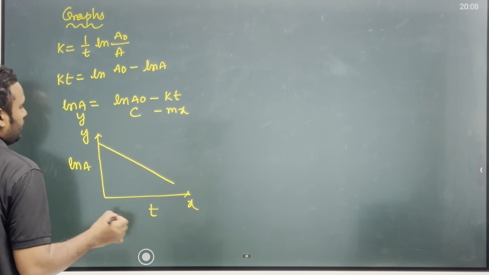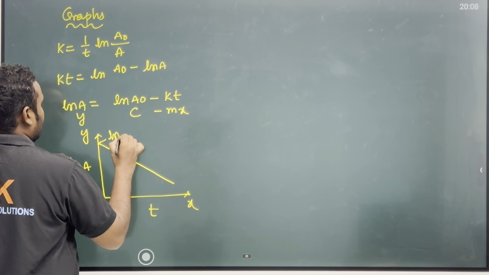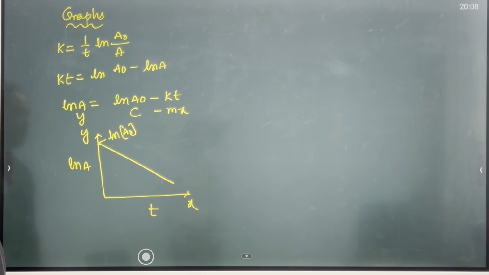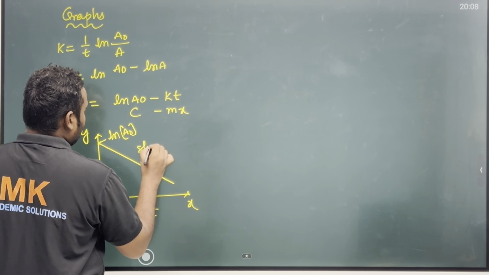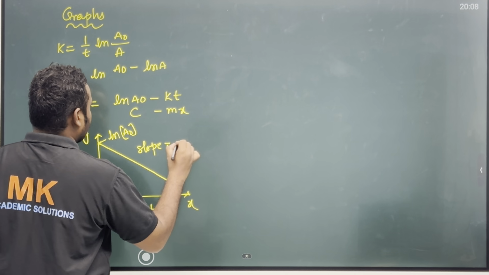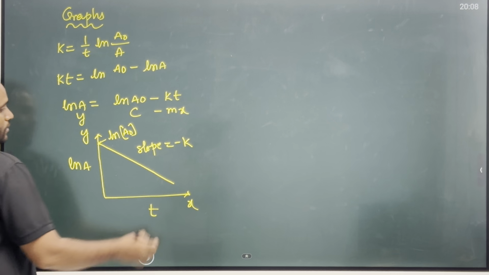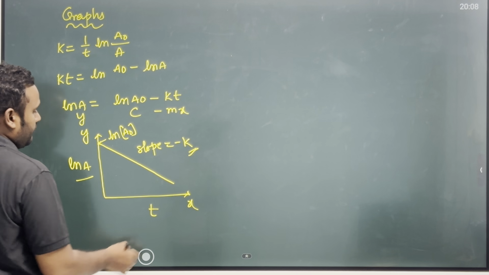Here c is the intercept on the y axis. This is ln A naught, the initial concentration, and here minus m is the slope. So what is the slope? Here we will get slope is equal to minus k. Slope of this line is equal to minus k. So this is the graph between ln A versus t.